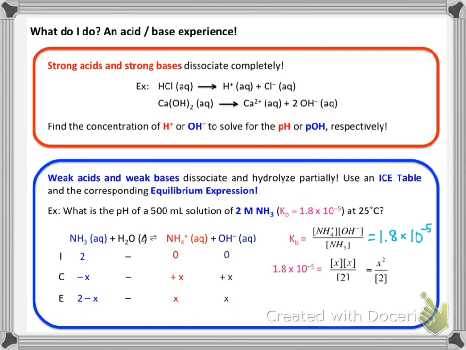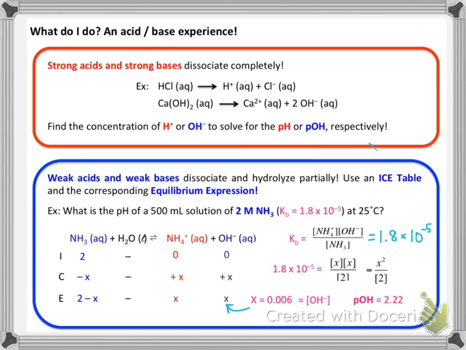And to solve this is easy. We're just going to multiply our Kb by 2 and then take the square root. And that will give us an X of 0.006. And if we look at our table, we know that X is going to be equal to our hydroxide concentration. So when we go ahead and take the negative log of this, we'll end up with pOH. And it ends up equaling 2.22.